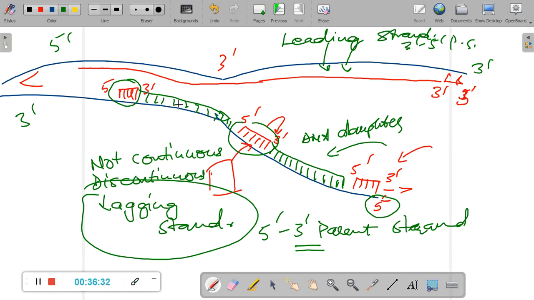Now these fragments that we see here, the fragments that start from the RNA primer and with a short segment of complementary DNA daughter strand, these segments here were discovered by a Japanese scientist called Okazaki, and in his honor we call these tiny little fragments of DNA present in the lagging strand as Okazaki fragments.